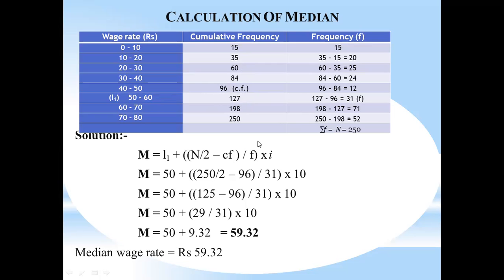Your frequency will be 31. So 50 plus 250 by 2 minus 96, since we take the cumulative frequency of the preceding class, by 31, the frequency of the same class, into 10, since the class interval is 10. So M equals 50 plus 125 minus 96 by 31 into 10. When you do the calculations, you're going to get median wage rate as 59.32. So this is your median.